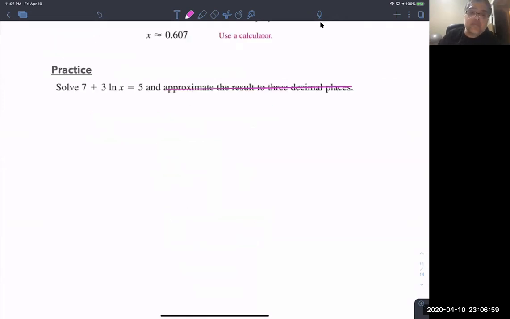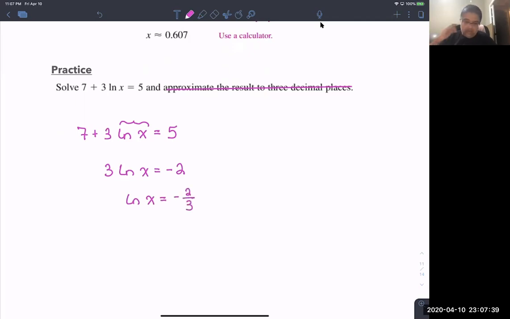Okay, so let's look at this problem. 7 plus 3 times the natural log of x equals 5. So the first thing we're going to do, we've got to get the natural log by itself before we can invert it. So we're going to subtract 7 from both sides. Then we're going to divide by 3.